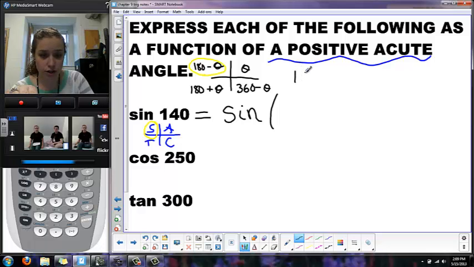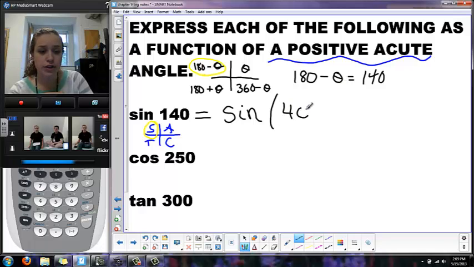In the second quadrant, the reference angle formula is 180 minus theta. And 180 minus something gave me 140. So what we're trying to do is figure out what that theta is equal to. 180 minus what gives me 140? 180 minus 40 gives me 140. So I can rewrite this as a positive acute angle by saying that the sine of 140 degrees is equal to the sine of 40 degrees. Alright, now that was probably really confusing, so let me try that again for the next one.